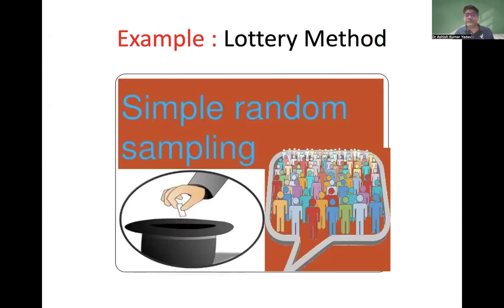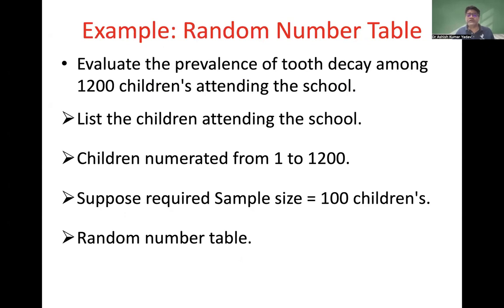Lottery method, you already know what you have to do: you can arrange all your study units in some order, ascending or descending, and provide them a serial number, fold them into similar chits, and randomly pick one chit out of the total. Whosoever is selected is included in your sample.